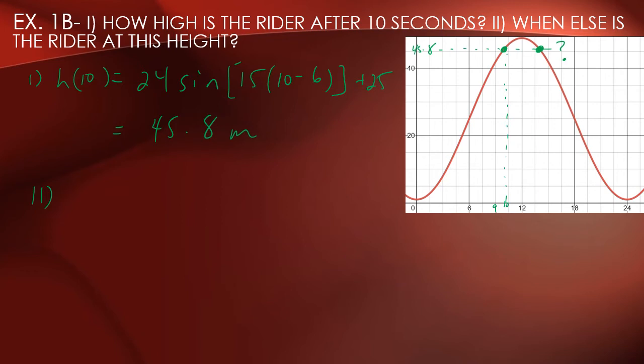The middle of my graph right here, going all the way down, is 12. How far away is 10 from 12? So how far away is this to this? That's 2 seconds. It's symmetrical. So if I'm 2 seconds away here, I'm also 2 seconds away on the other side. What's 12 plus 2? Well, that's 14.